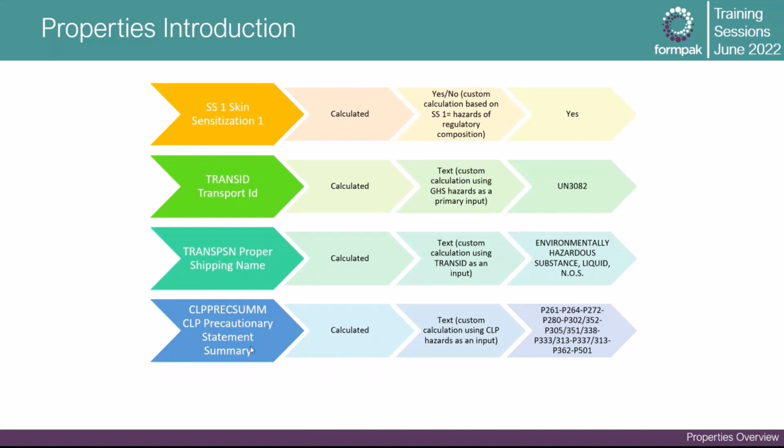Then we have the final example in the presentation, which is the CLP precautionary statement summary, which obviously we mentioned earlier. Again, it's calculated, and it's text. It's using the CLP hazards as an input. So you can see we've got lots of CLP hazards related things that then link across to other information and make other calculations work. An example of a precautionary statement summary is this many precautions. So lots and lots of things that properties can do.